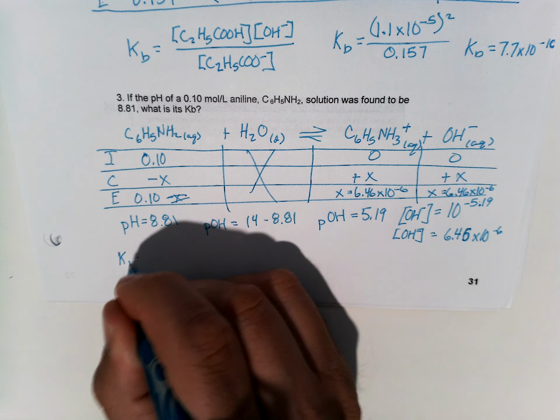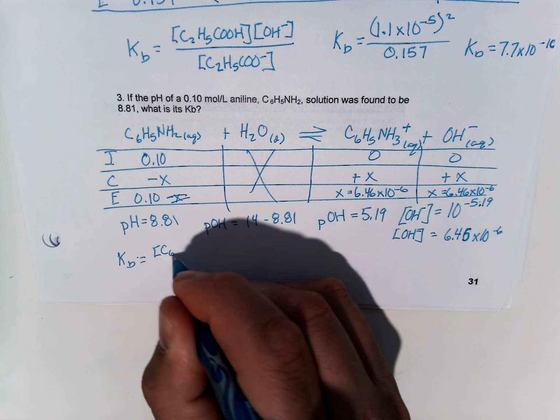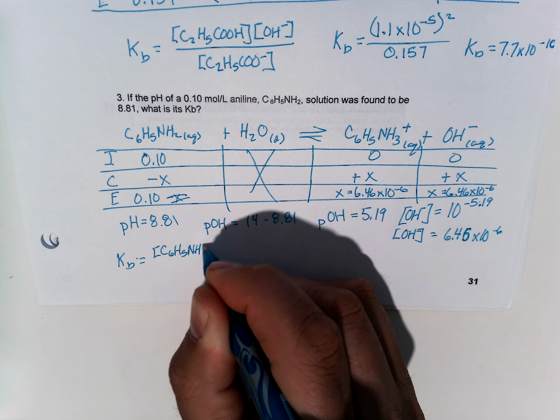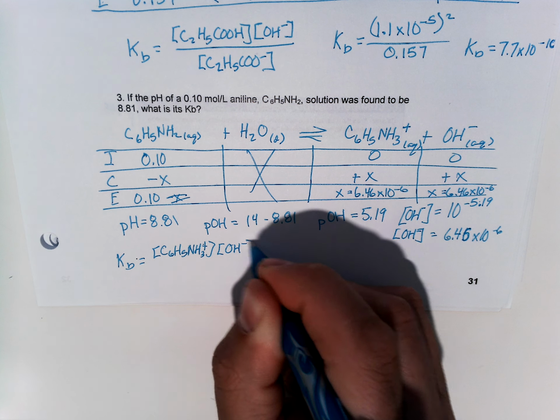So now we'll put it into our Kb formula. Concentration of C6H5NH3 times OH.